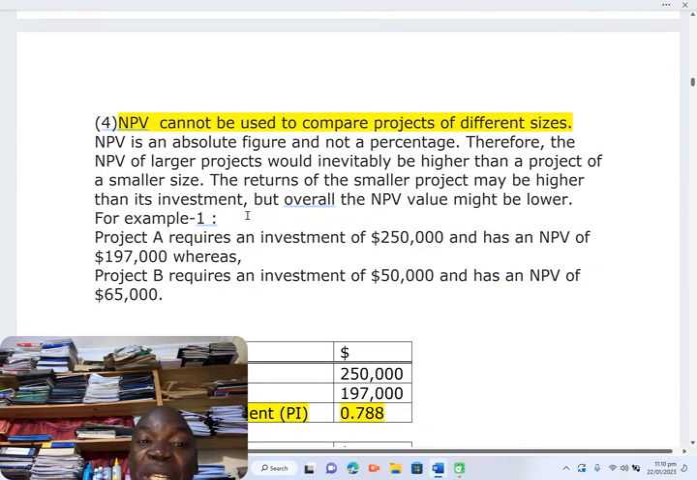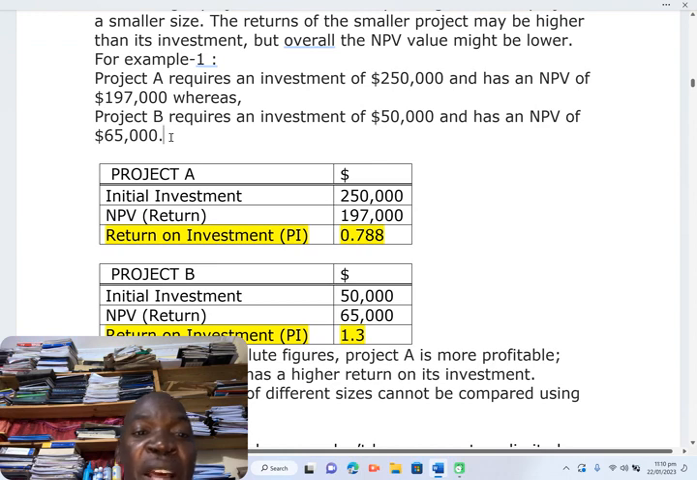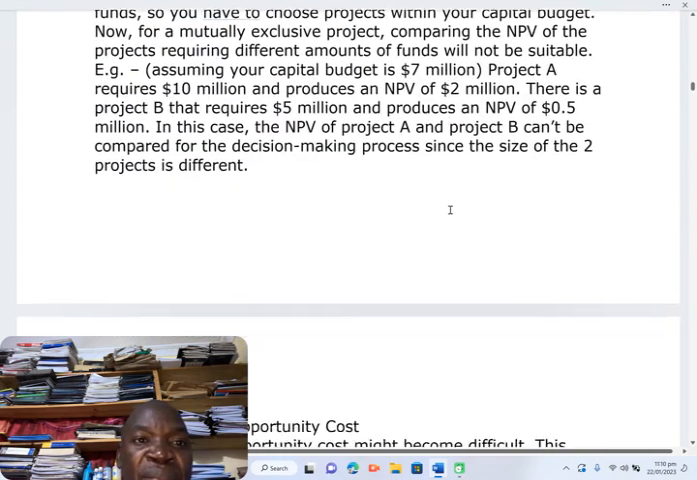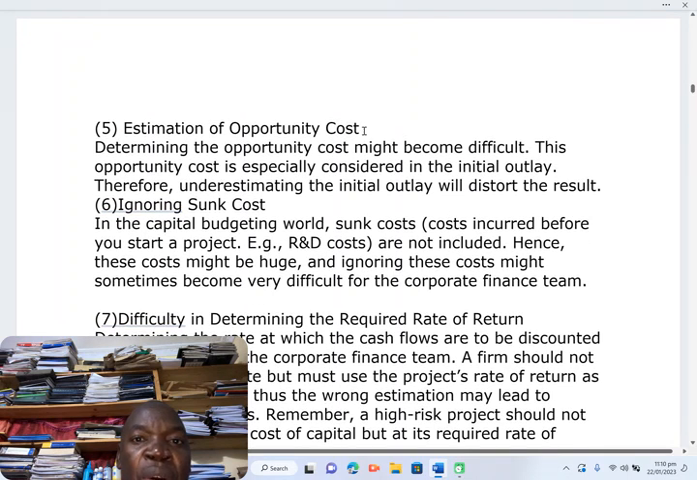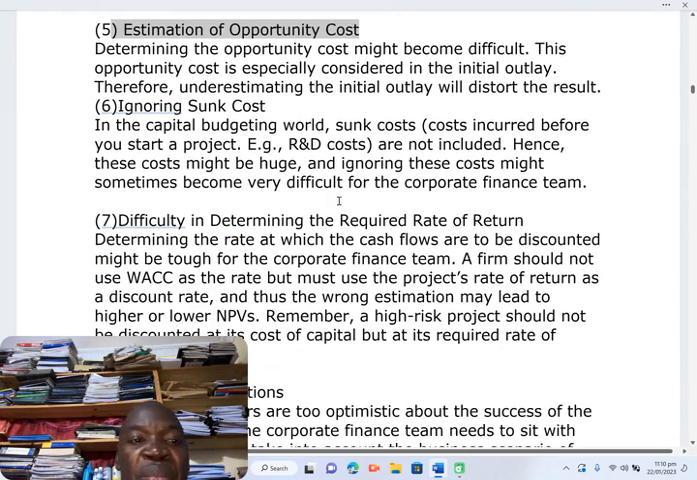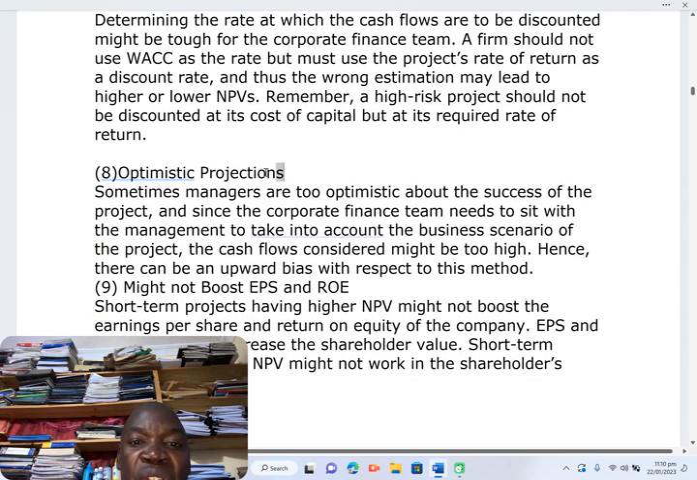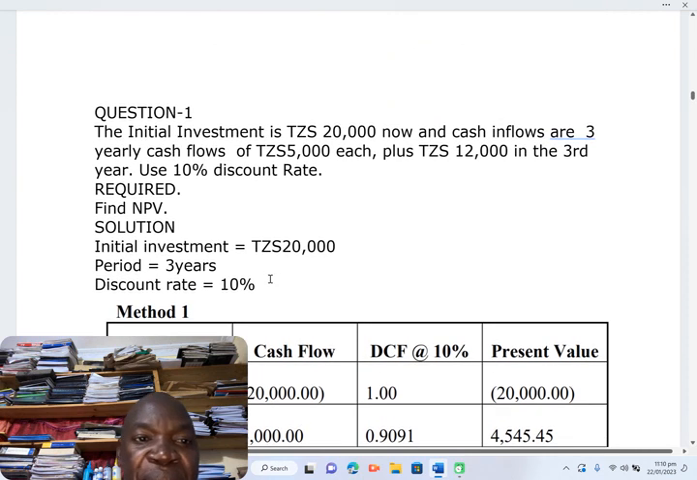So once the rate fluctuates, you need to revise the NPV to make another decision. So this has been one of the shortcomings. You can go on reading this one. For example, estimation of total cost is also a problem. It is difficult to define the required rate of return, we have discussed it. We are saying optimistic projections. So those are further shortcomings.